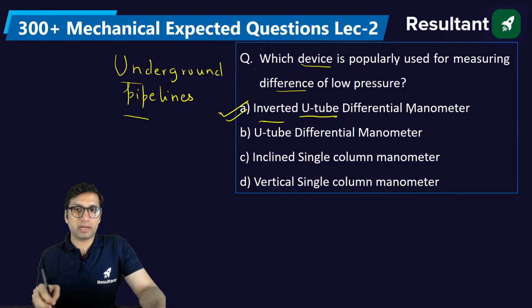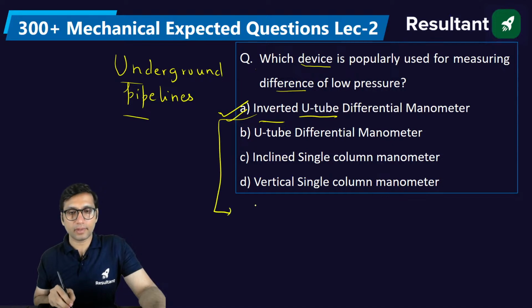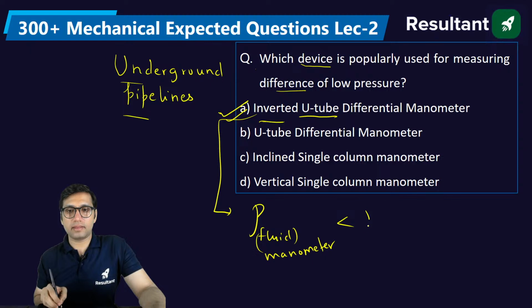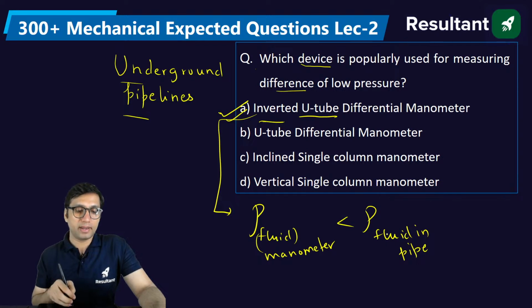But there is one thing about the inverted U-tube manometer: the density of the fluid in the manometer is less than the density of the fluid in the pipe. If you really want to make proper use of the inverted manometer, then the manometric fluid should have lower density than the fluid in the pipe.